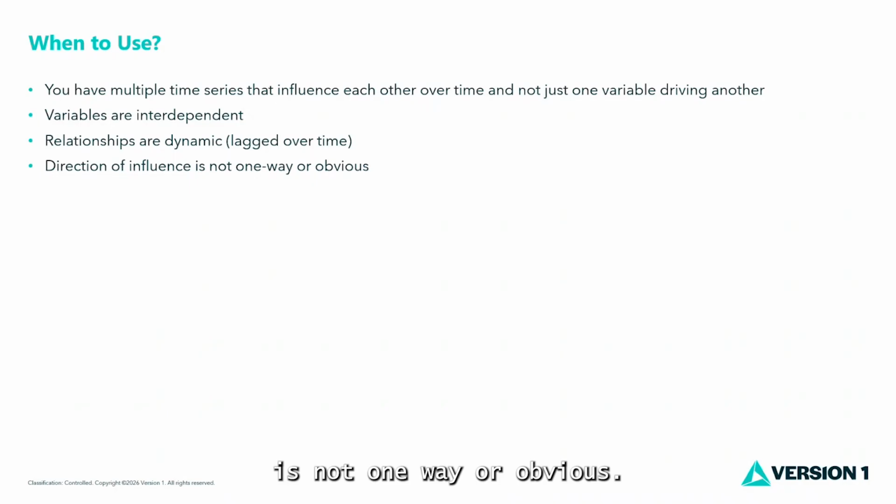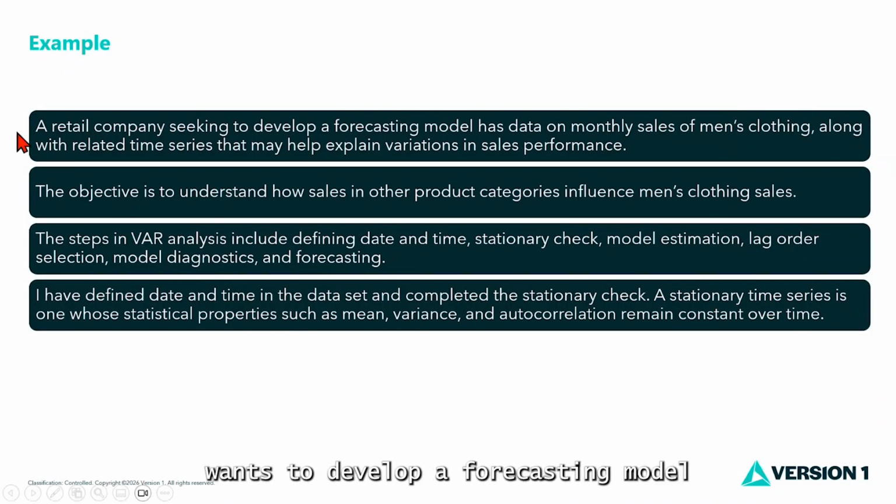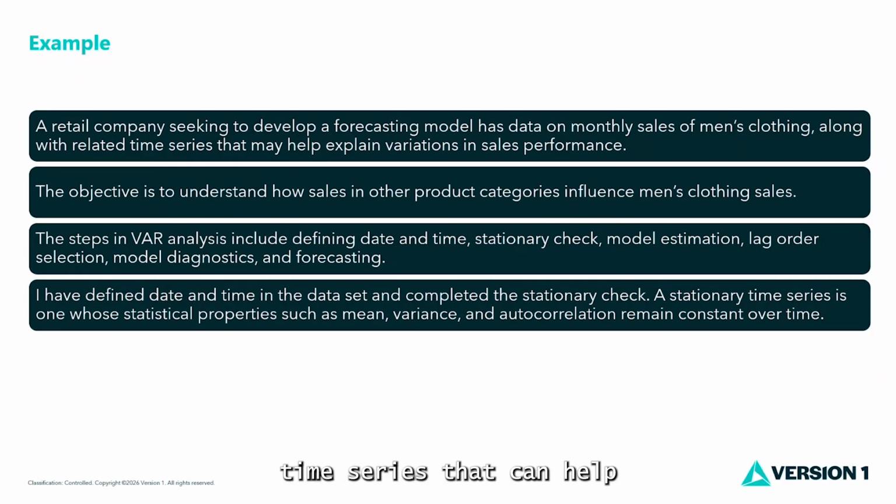Now, in the example that we'll look at, a retail company wants to develop a forecasting model, and they have data on monthly sales of men's clothing. They also have related time series that can help explain variation in the sales performance of men's clothing. So the objective is to understand how sales in other product categories can influence men's clothing sales.